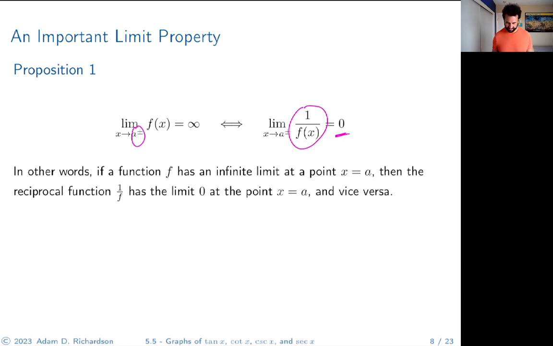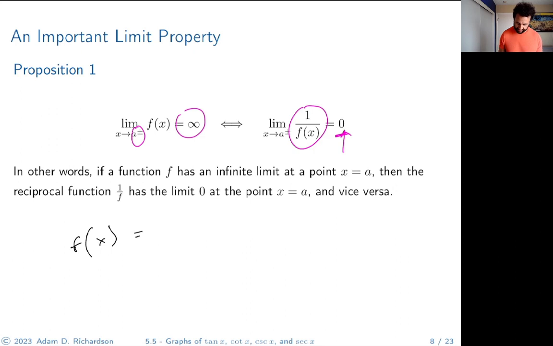So in other words, if as x approaches a of f of x you get an infinite limit of some sort, then what that means is if you were to instead look at the reciprocal function and take the limit of the reciprocal function, you're going to have 0 at that point. That's the idea. So let me try to make intuitive sense of this before we go to the next slide. Think about it like this.